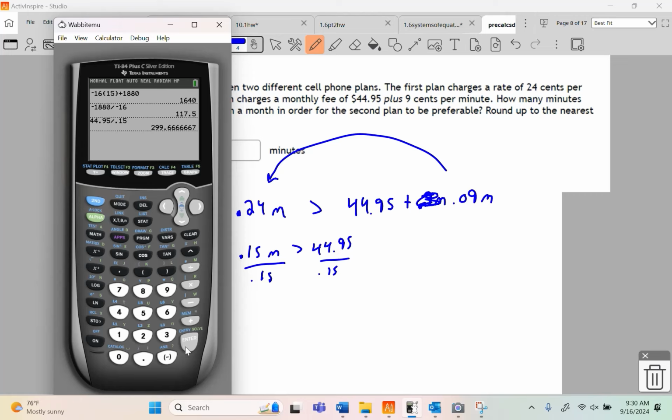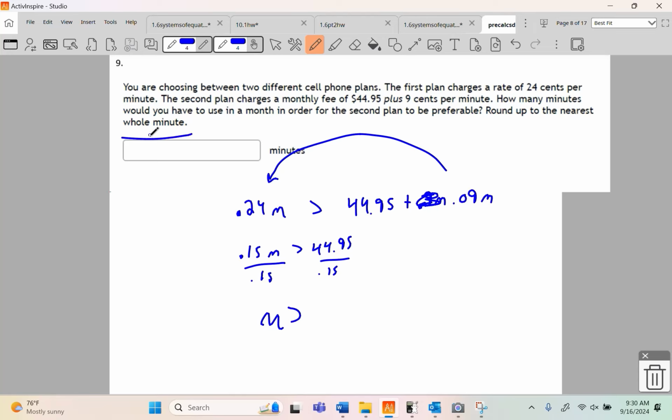Right at 300 minutes. And we're just going to say 300 minutes. It says round up to the nearest whole minute. So the minutes is greater than 300. That's not too bad. That's 5 hours of talking. That's really not that much.